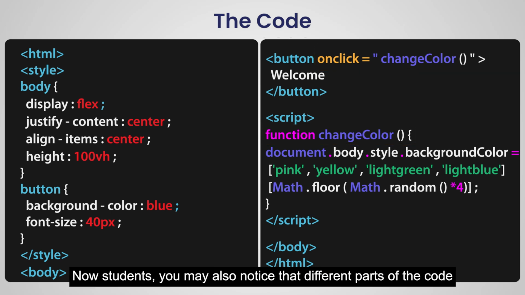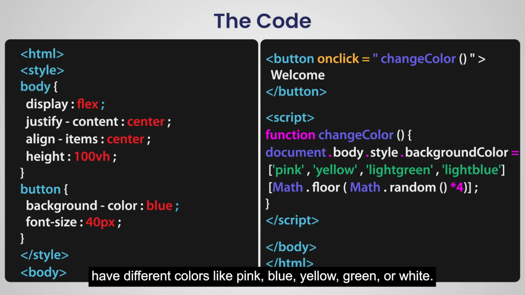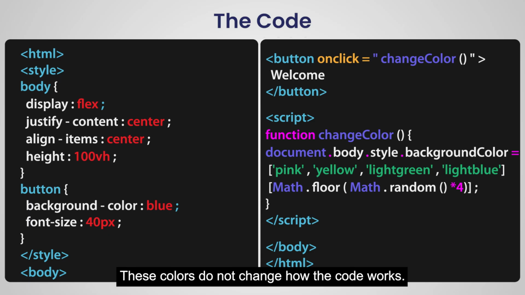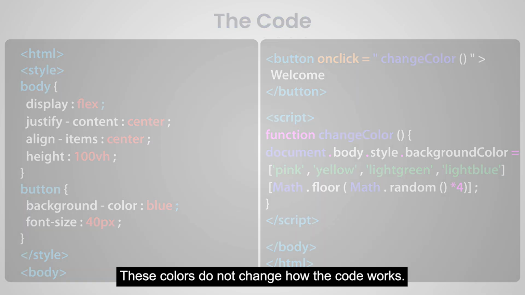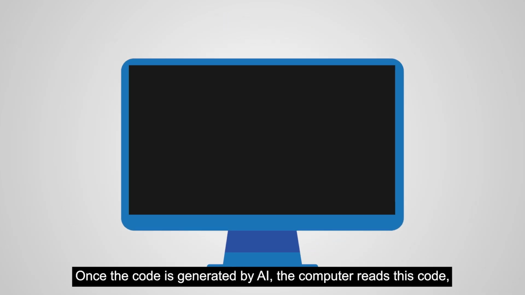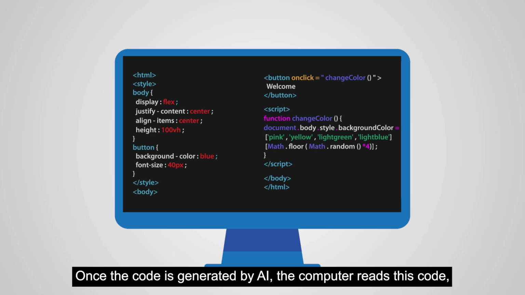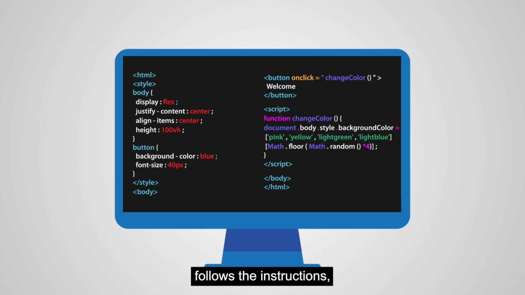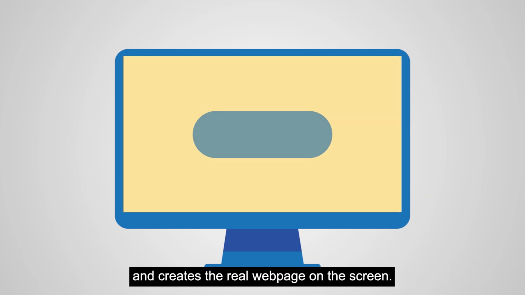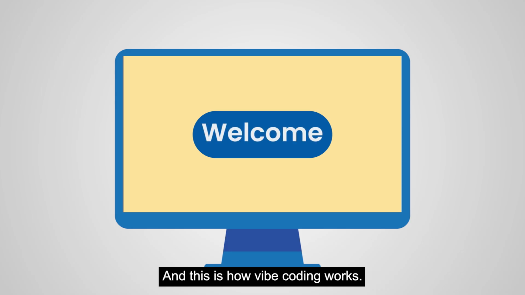Now students, you may also notice that different parts of the code have different colors like pink, blue, yellow, green or white. Students, these colors are only there to help humans. These colors do not change how the code works. Once the code is generated by AI, the computer reads this code, follows the instructions, and creates the real web page on the screen. And this is how vibe coding works.